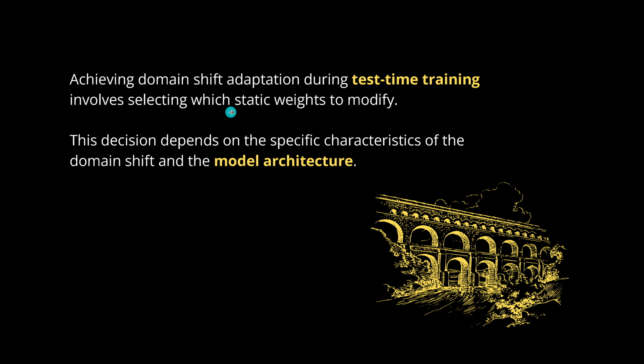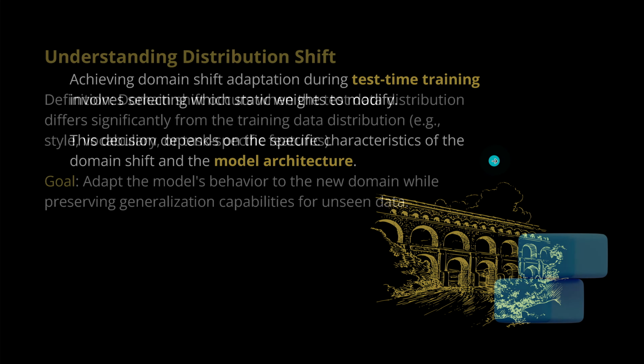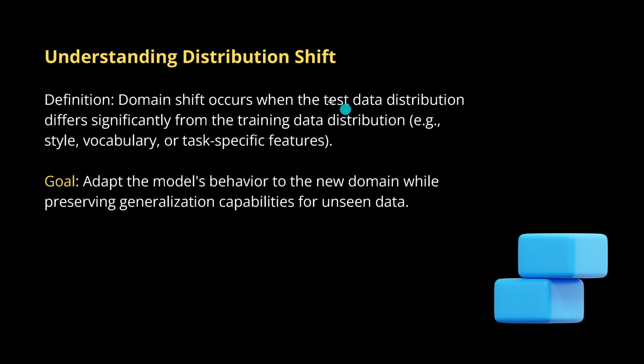It involves selecting which static tensor structure of our LLM we're going to modify. And now you understand why in the first 5 minutes of this video I showed you all the different weight tensors that we're going to encounter, because now we're going to select only specific tensors. This decision depends on the specific characteristics of the domain shift and the model architecture. Beautiful. This distribution shift in the data is so important for whether your model will work or not, whether ICL will work or TTT will work or not.